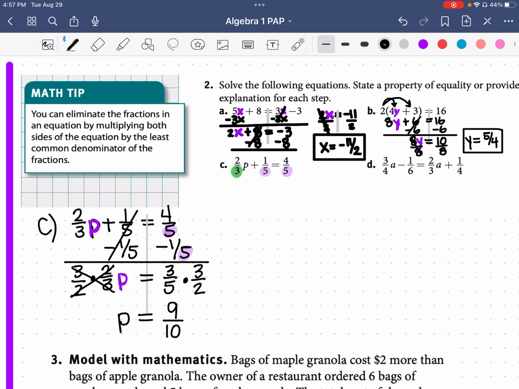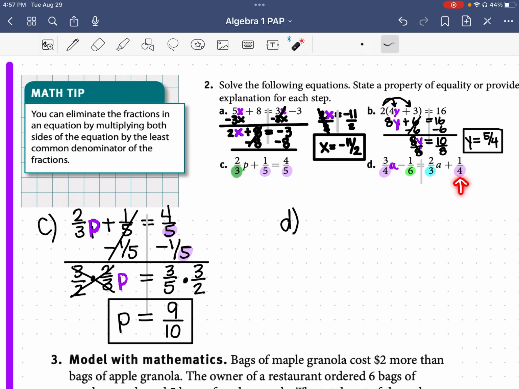Let's go ahead and take a look at D. Here I notice that I do have two that are the same, and then I have two that are not the same. So I'll use another color. There we go. What I'm noticing about the two that are the same is that I cannot combine them together. Notice the first denominator of 4 has the variable a with it, and the second denominator of 4 does not have the variable a with it.